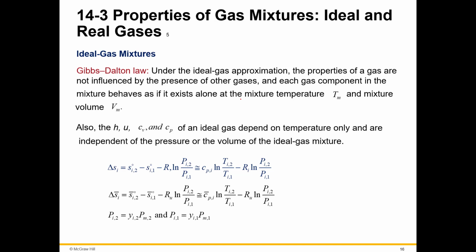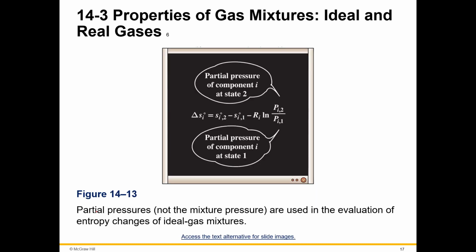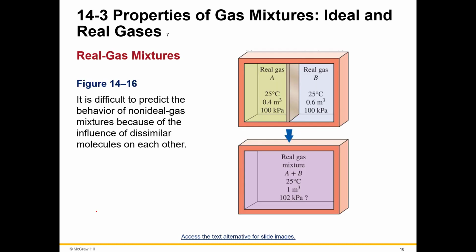Right? Also, the h, u, cv, and cp of an ideal gas depend on the temperature only and are independent of the pressure or the volume of an ideal gas mixture. So this is just saying that it's temperature dependent. We've learned that a lot of things are heavily temperature dependent. Partial pressures, not the mixture pressure, are used in the evaluation of the entropy changes of ideal gas mixtures. So again, we're looking at it on a component, not the mixture.